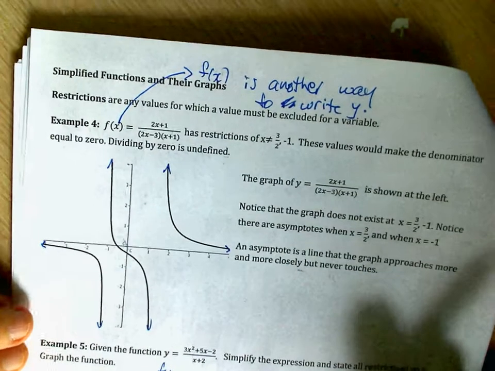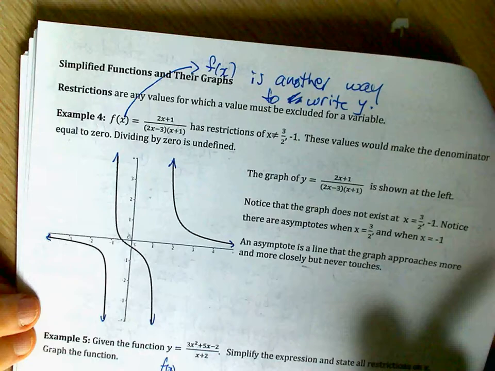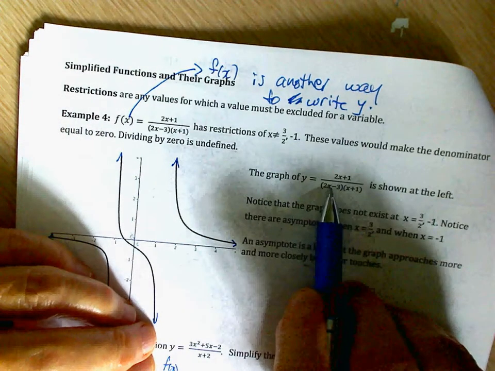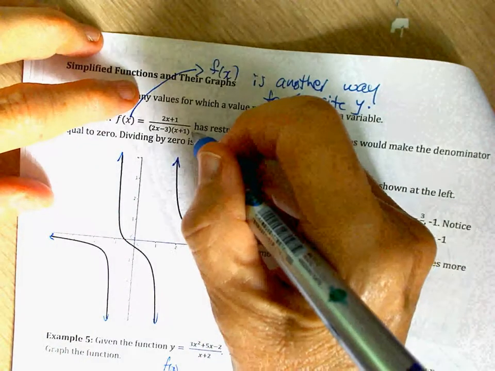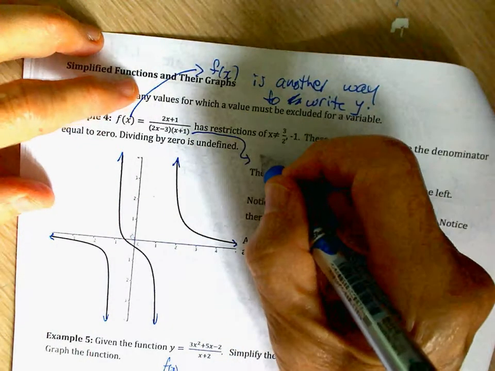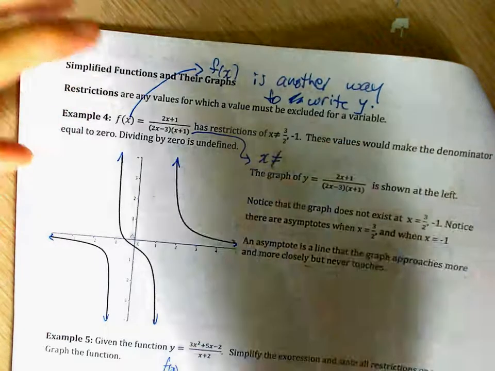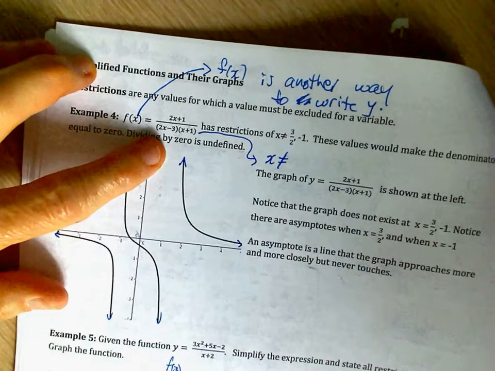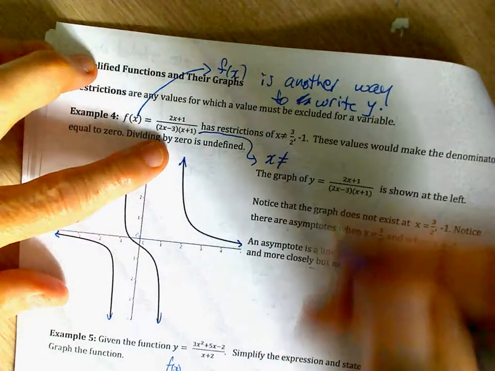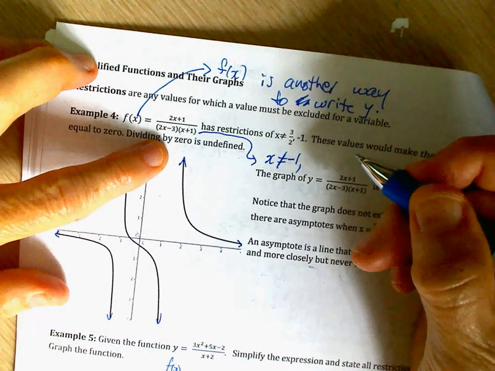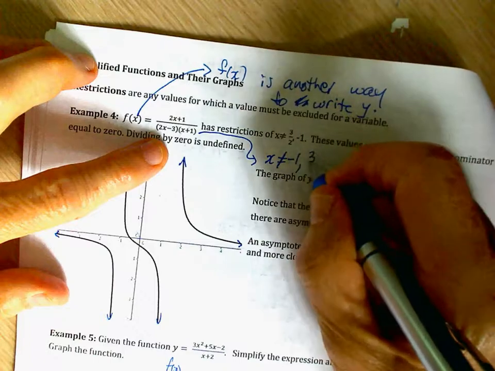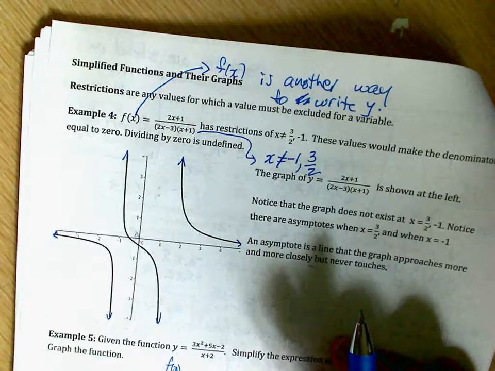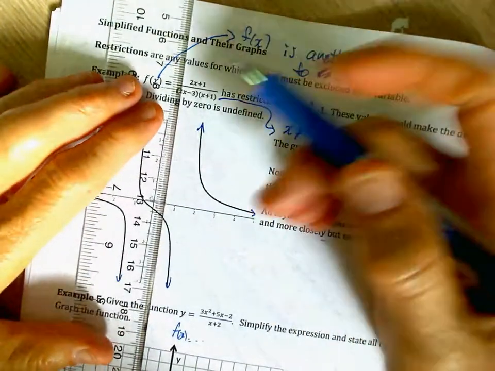So if you look at this expression, what are the restrictions? X cannot be what? What can x not be? And? Right. So if you look at this graph, and I'm just going to draw 3 over 2, which is like 1.5, basically.